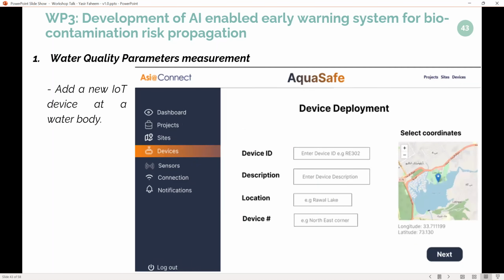Okay. And then once you have added this information, a technical engineer wants to go and deploy an IoT device on a lake site, for example. This is a view of the Rawal Dam in Islamabad. So the user will mention the device ID to recognize it, its description, and where exactly it is deployed. We will use a Google pin, but also provide some textual description.